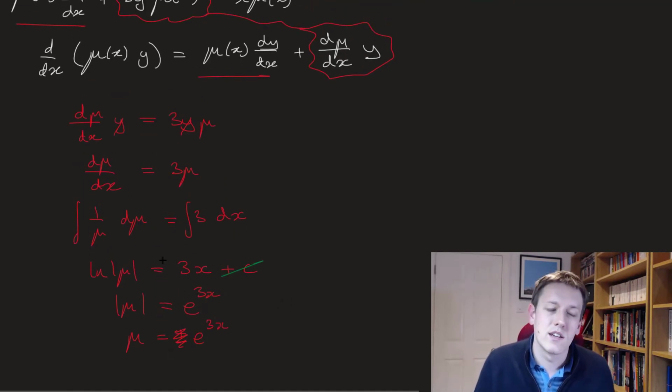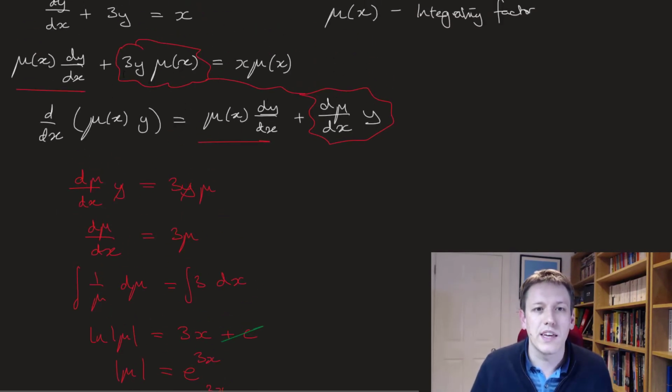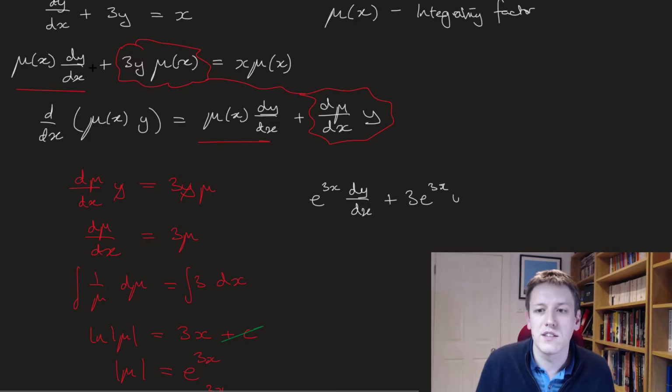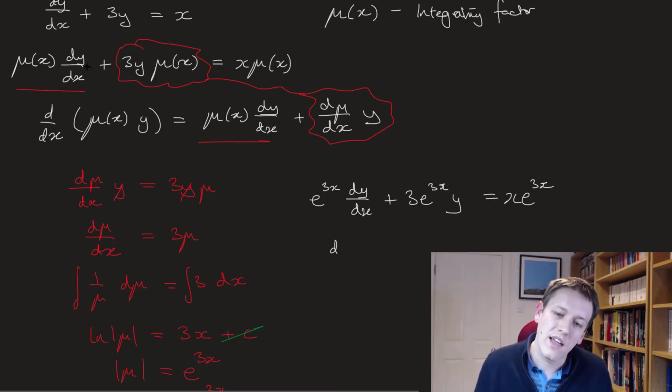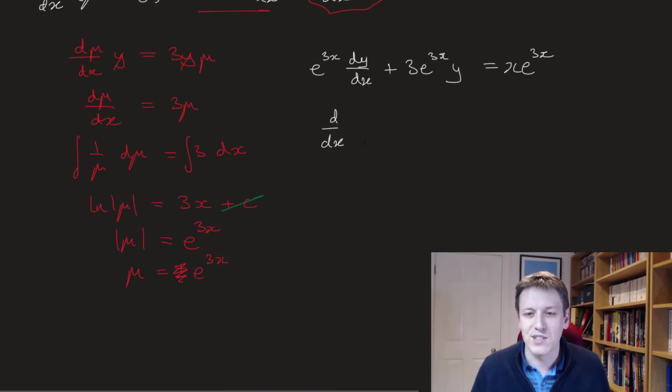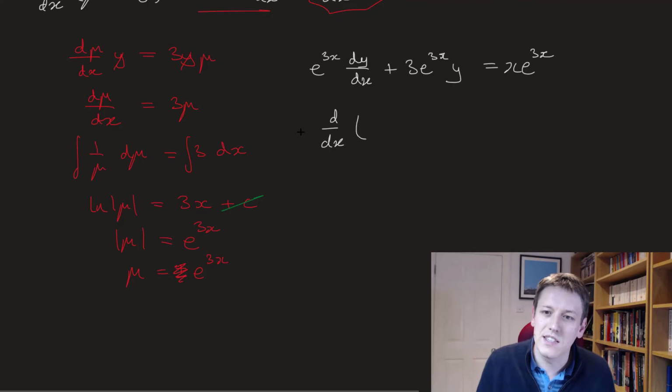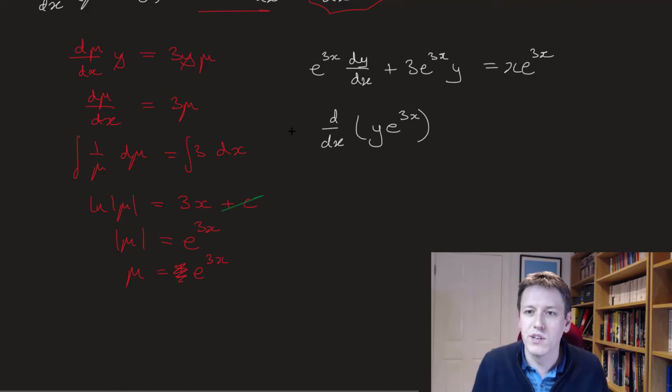So let's go back to the equation we were looking at here, and we'll multiply by our integrating factor. So I'm going to get e to the 3x times dy by dx plus 3e to the 3x times y equals x times e to the 3x. And then the left-hand side will necessarily, because we've chosen it for exactly this reason, be d by dx of y times e to the 3x. And you can check that if you apply the product rule, you get exactly these two terms. Okay, so I get x times e to the 3x.